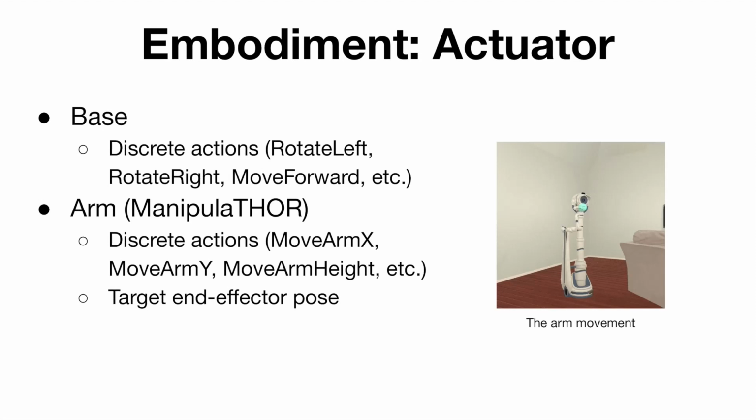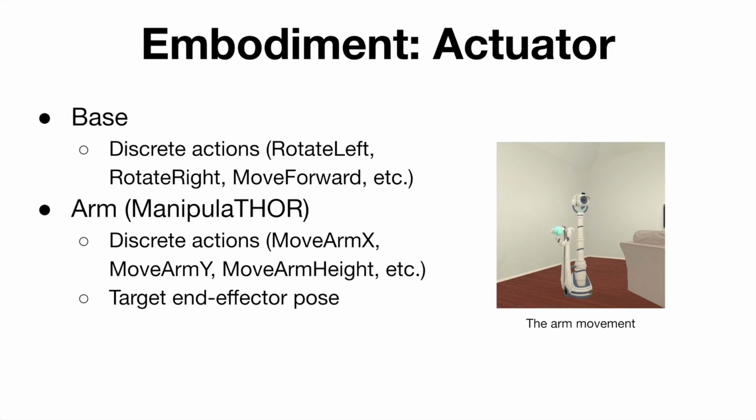The agent can take one of some predefined primitive actions for its base movement, like rotate left, rotate right, move forward, and others. The base movement is implemented by setting the pose of the virtual robot without physical simulation. The agent can also take one of some predefined primitive actions for its arm movement, like move arm X, move arm Y, move arm height, and others. The arm movement is implemented by solving the inverse kinematics.